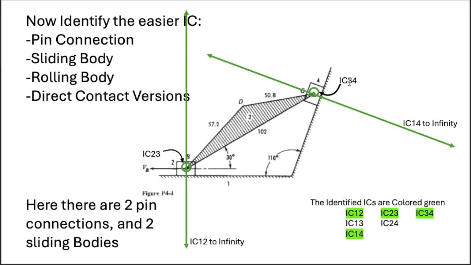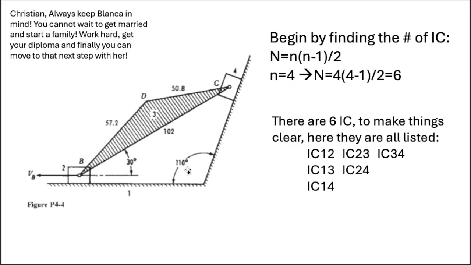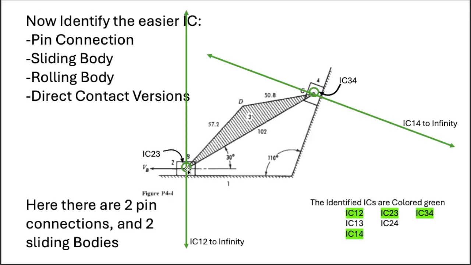So let's just circle it and mark it. Same thing down between 2 and 3. It's another pin connection, right? And then block B and block C are both actually sliding bodies. They're sliding against link 1, the ground.